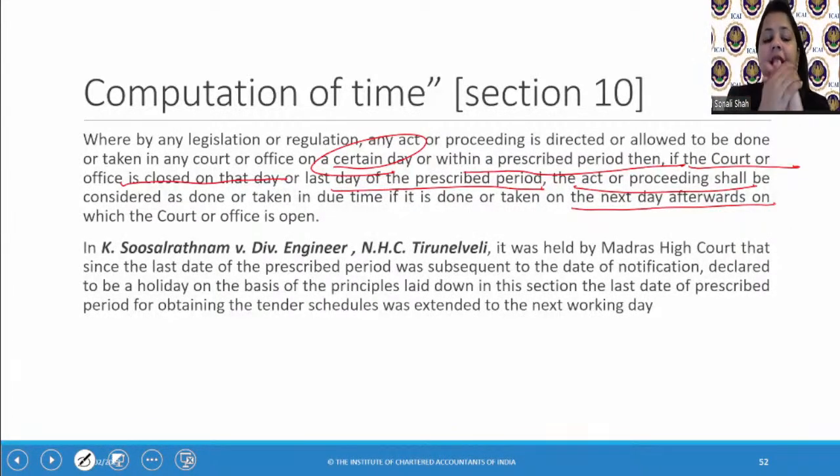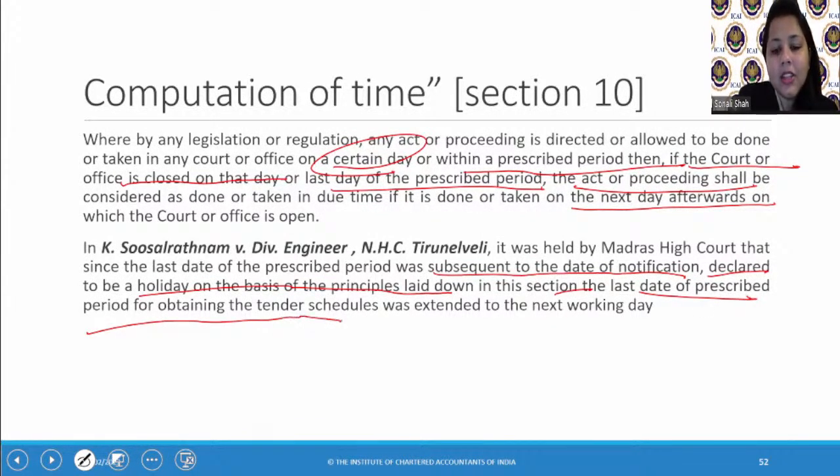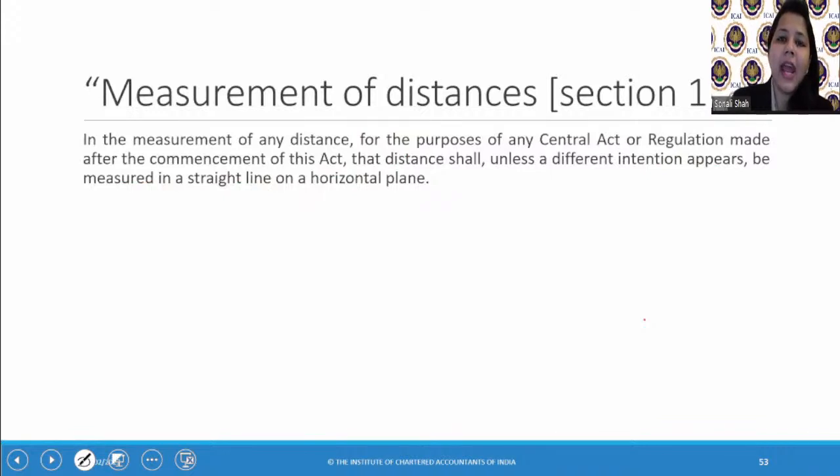There was a case called K. Susla Ratnam versus Division Interior. It was held by the Madras High Court that since the last date of the prescribed period was subsequent to the date of notification declaring a holiday, on the basis of the principle laid down in this section, the last date of the prescribed period for obtaining the tender schedule was extended to the next working day. So this is how it happens.